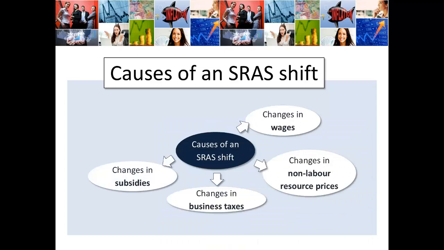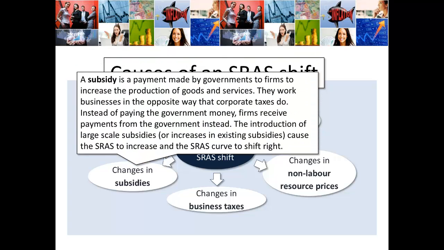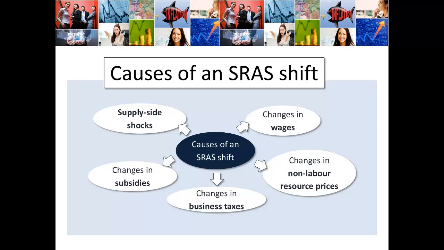Changes in subsidy work in a very similar way to business taxes, but just the opposite. So if we get a subsidy in place, that increases the profitability of firms, and the SRAS curve is going to shift to the right. That means it's going to increase, and if subsidies are withdrawn, then we'll get a decrease in the short-run aggregate supply.